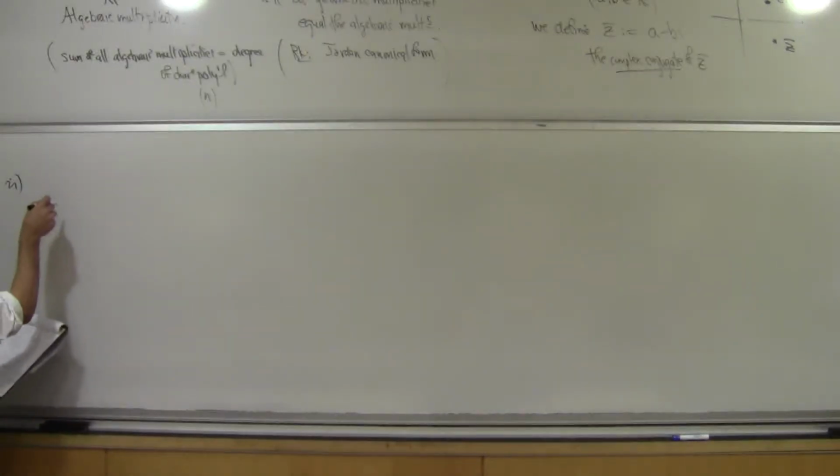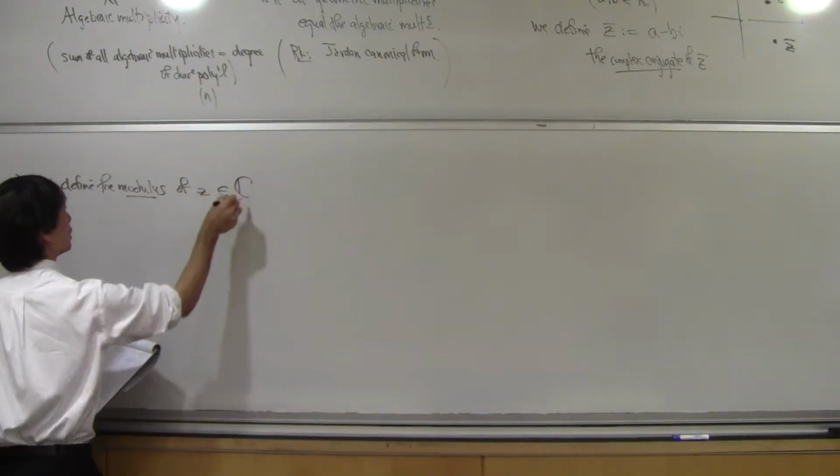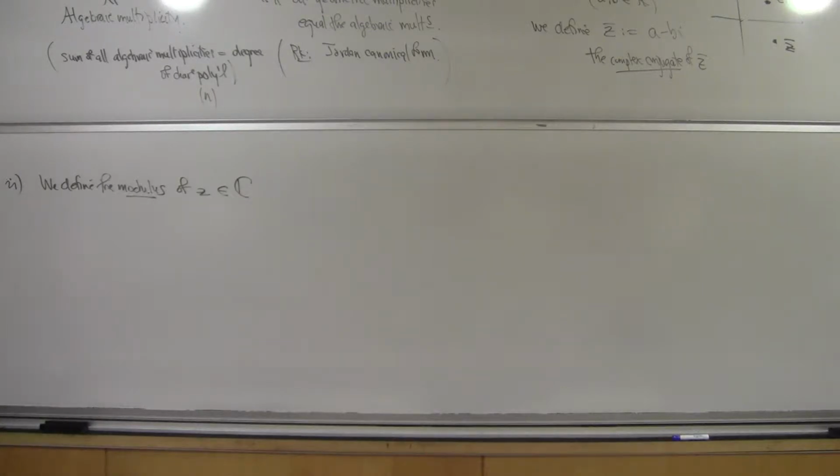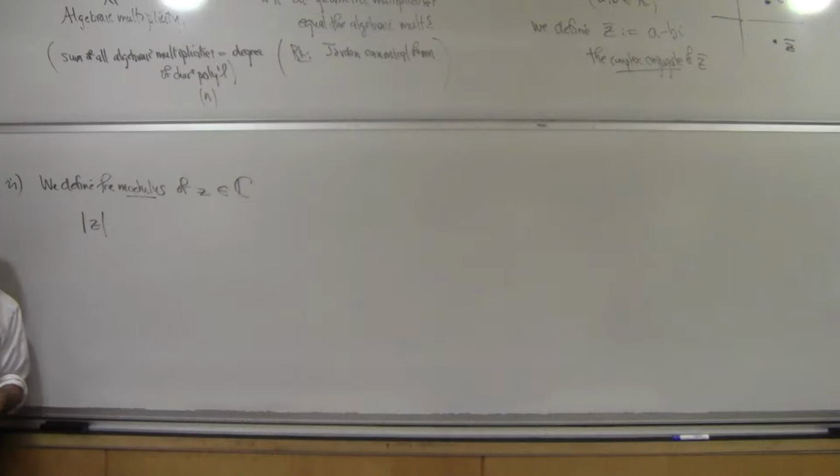Definition 2: we define the modulus of a complex number. It's just the same thing as the absolute value. Modulus basically means absolute value. Yeah, Connor. Is it the complex conjugate of z bar or z? Ah, I'm sorry, that's just z.